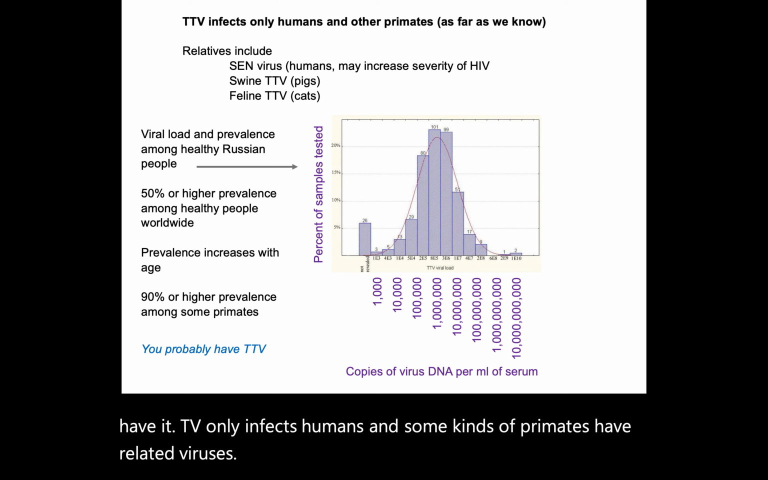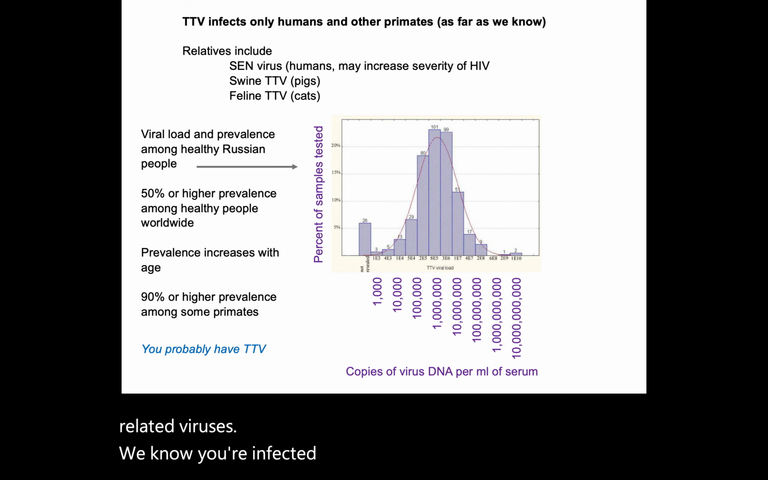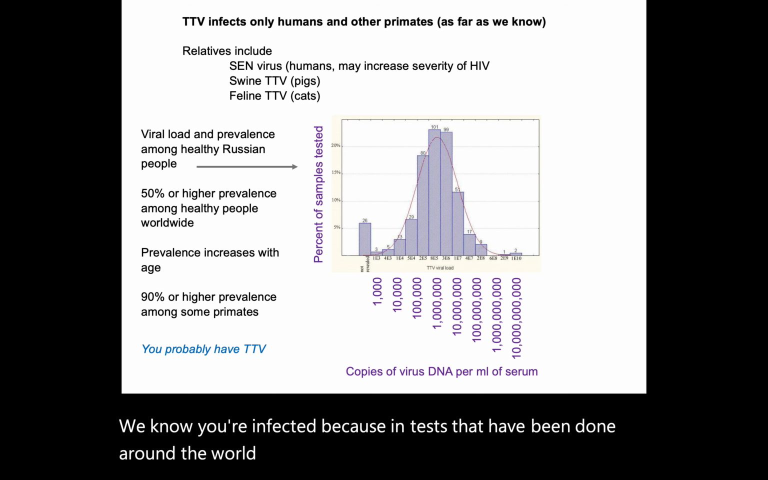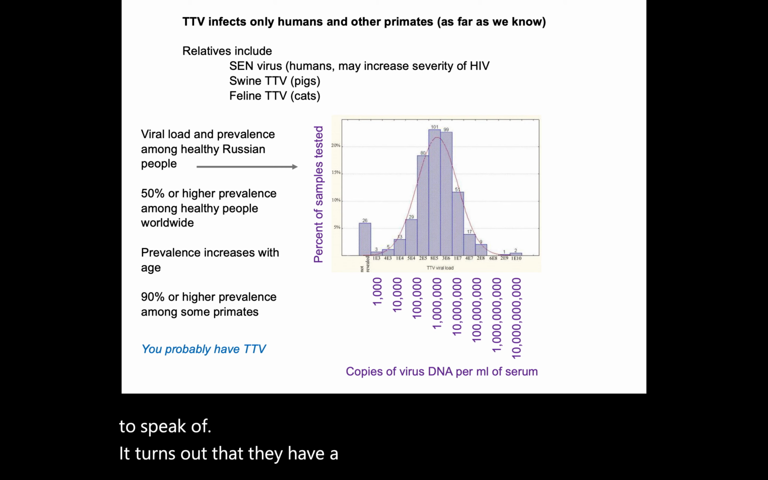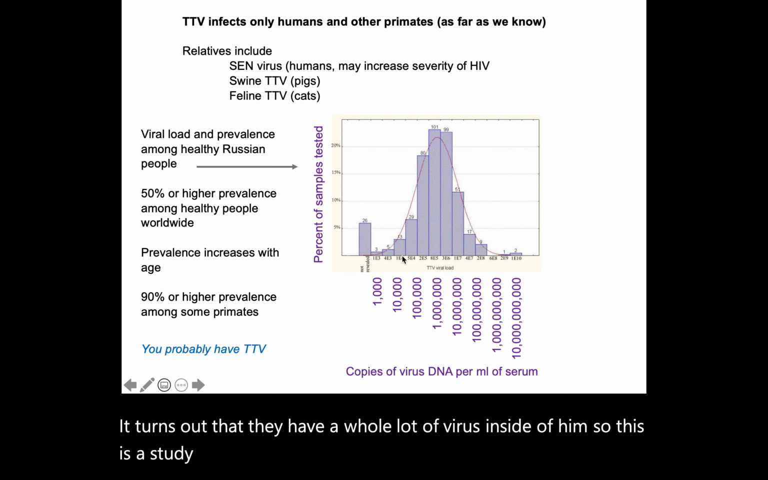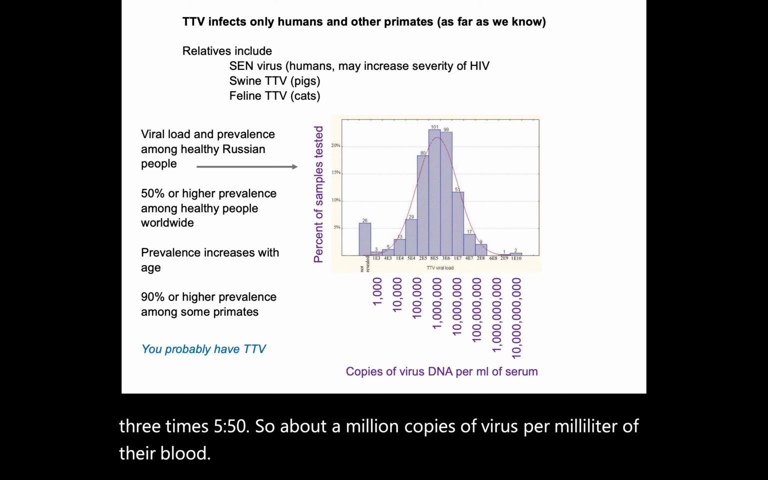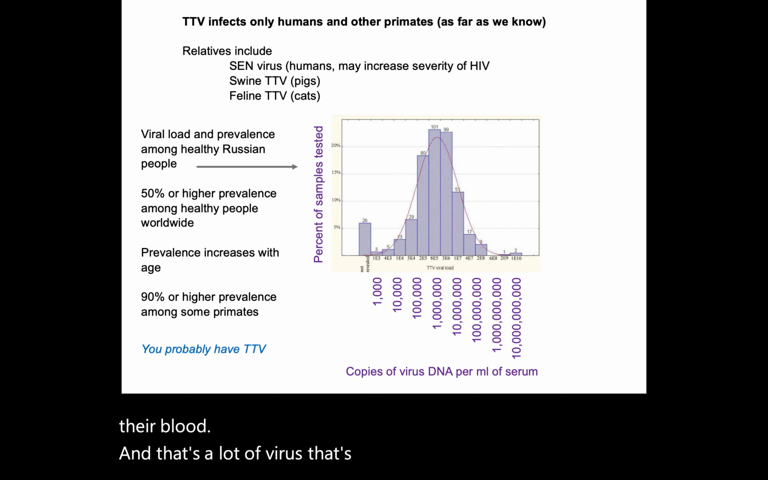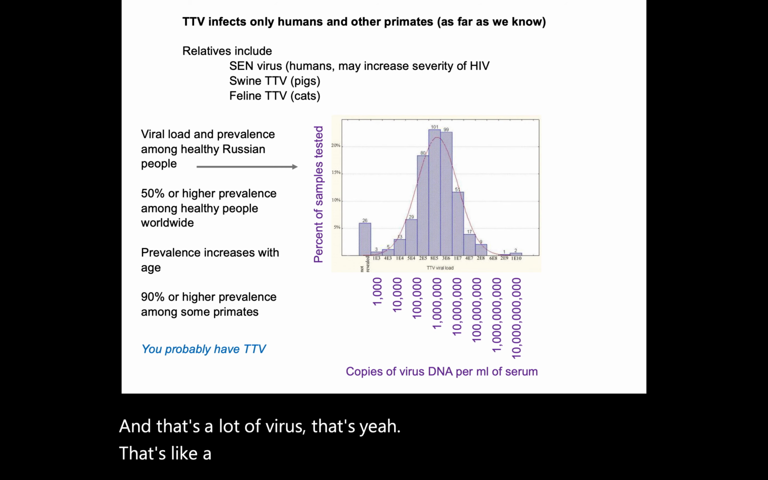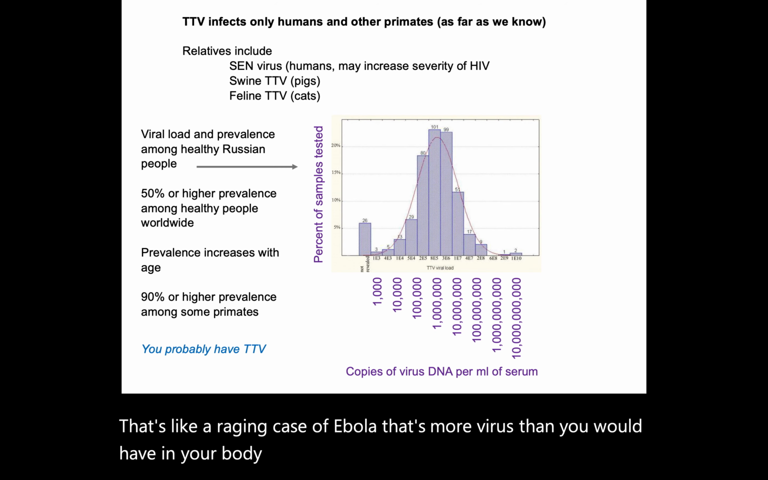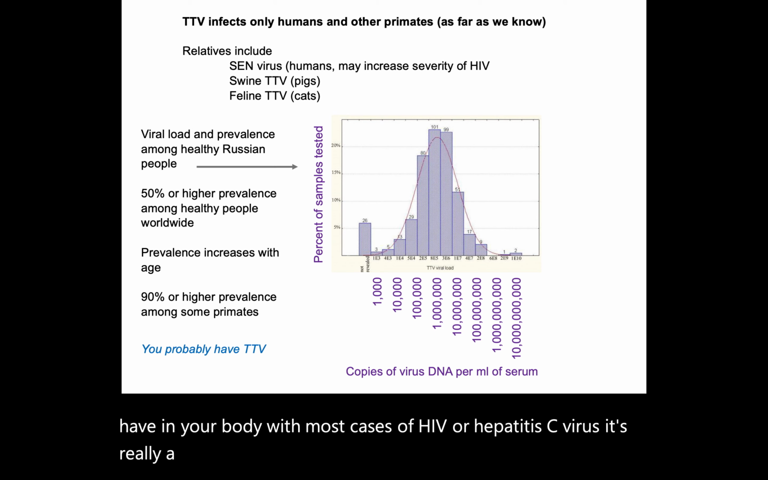Yeah, we know you're infected because in tests that have been done around the world, when they look at healthy people with no illness to speak of, it turns out that they have a whole lot of virus inside of them. So this is a study from Russia where they looked at people, and the average person had somewhere between 8 times 10 to the 5th and 3 times 10 to the 6th, so about 1 million copies of virus per milliliter of their blood. And that's a lot of virus. That's like a raging case of Ebola. That's more virus than you would have in your body with most cases of HIV or hepatitis C virus. It's really a lot. And so, yeah, you almost certainly have this right now.